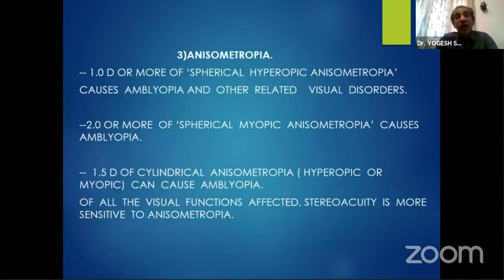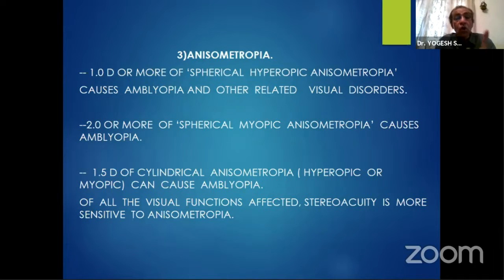Now, anisometropia. See, we are talking one by one. We are taking the subjects of all the types of refractive errors one by one, which is important. Now, one diopter or more of spherical hyperopic anisometropia, you understand what I'm saying, causes amblyopia and other relative visual disorders, which we already talked about. So now, what is the cutoff line? What is the cutoff point where we should be serious about refractive errors in children?